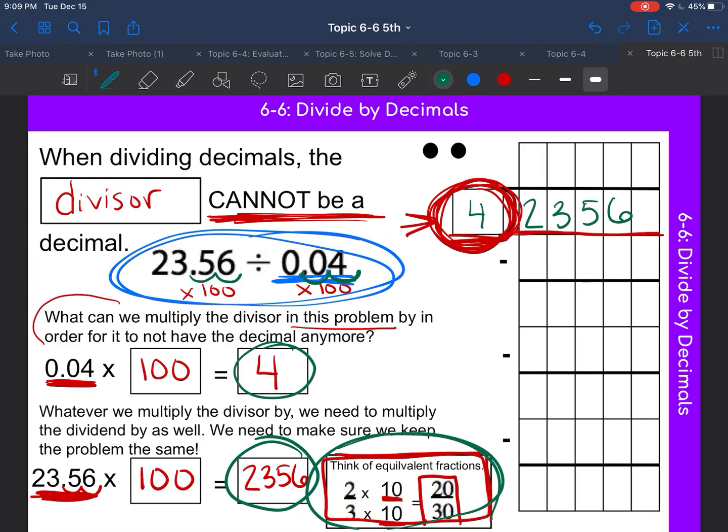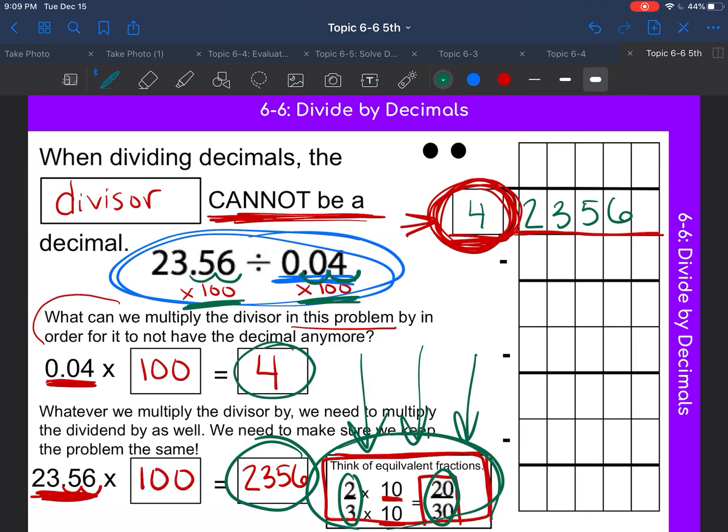And if you're still confused at why it's still the same, again, refer back to equivalent fractions, okay? 2/3 is the same thing as 20/30ths because we multiplied the top numerator and the bottom denominator by the same number. And that's basically what we did over here. We multiply both of those by the exact same number. So now we can complete this problem.